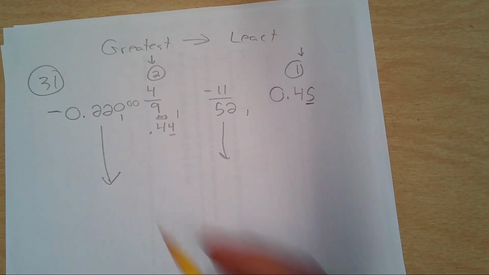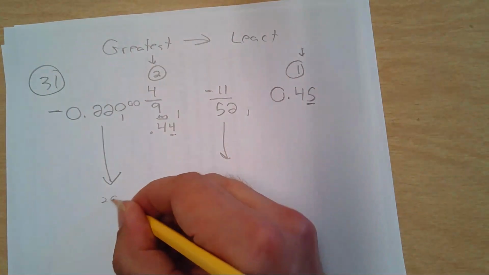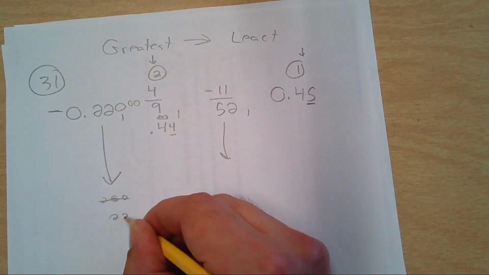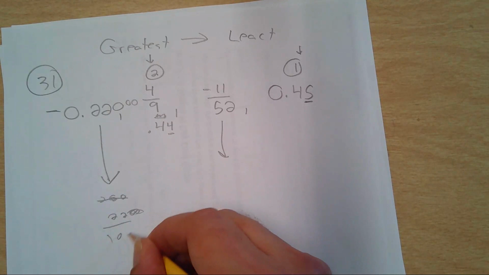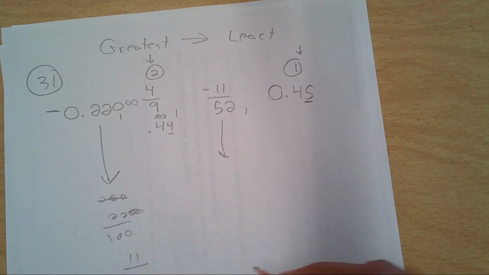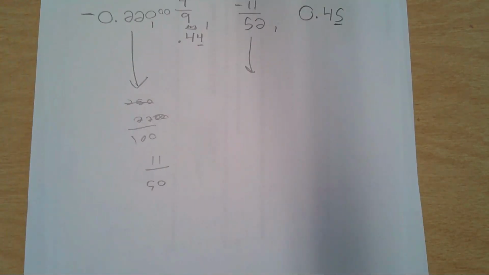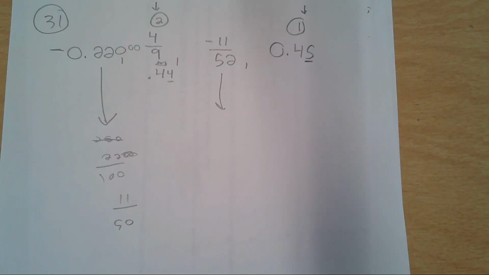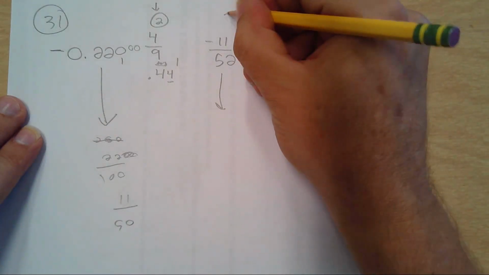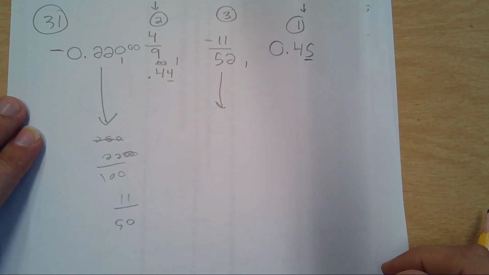I know this would be 22 over 100, and it does turn into 11 over 50. Right, so from there, just comparing the denominators, which one's the greater value? Negative 11 over 52 or negative 11 over 50? Well, the 50. Remember, it's backwards now, so the 50.